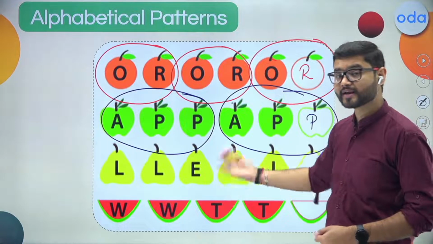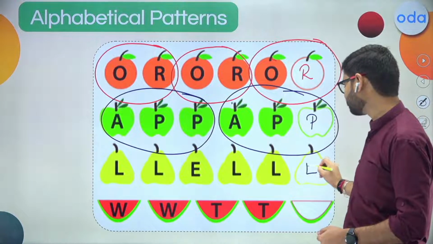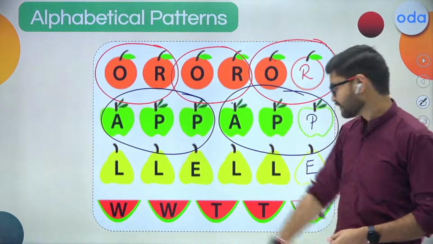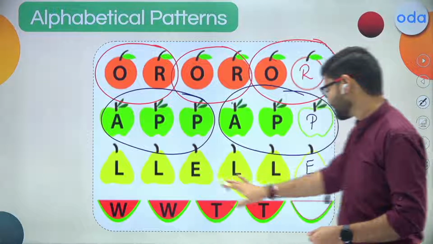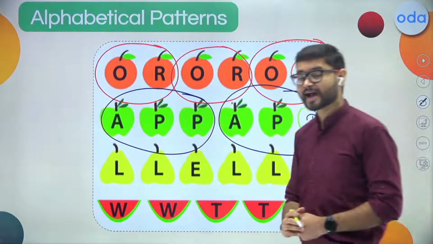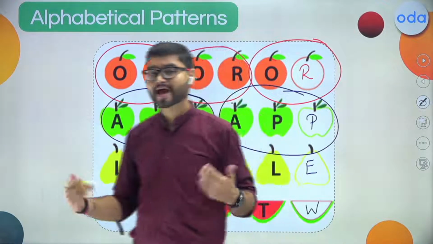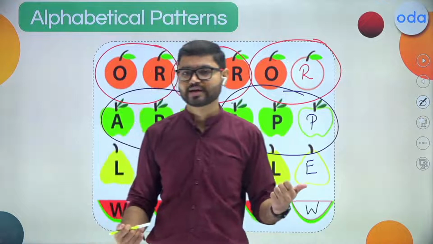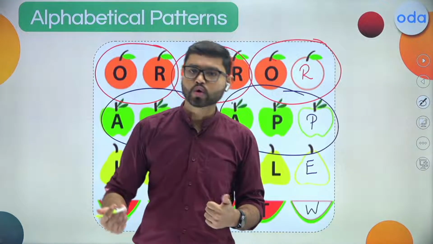LLE. Again, repeat this LLE. Okay. Then WWTT. Again, it will be WWTT. That is how the alphabetical patterns work. It will either repeat or it will grow.